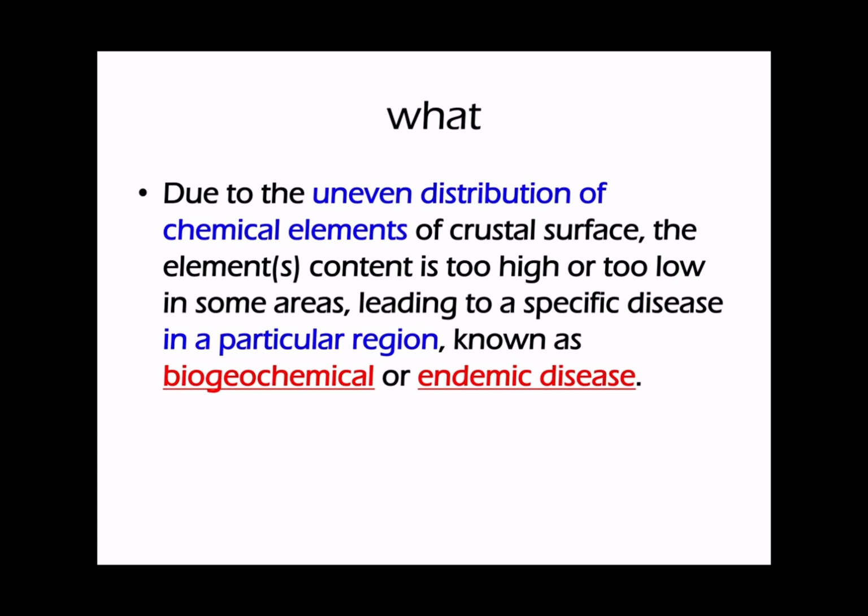So as we can see from this definition, the key points are, first of all, uneven distribution of elements. The second one is that diseases are formed because of the uneven distribution of the elements. And the third one is that the diseases are in a particular region. That's why it's called biogeochemical disease.